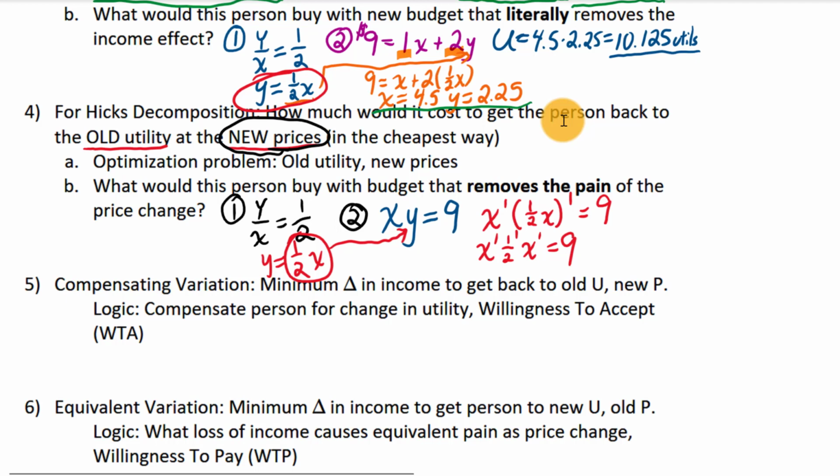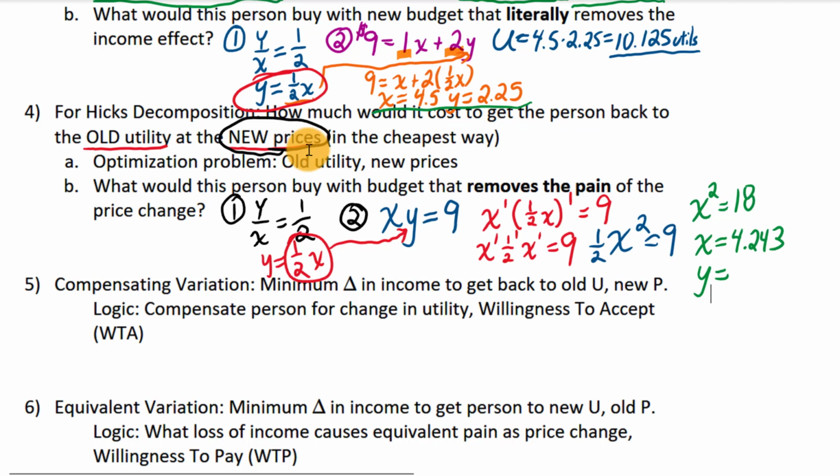Here we're going to have x squared, but 1/2 to the first power. So 1/2 x squared equals 9, which gives us x squared equals 18. So x is the square root of 18, which gives us about 4.243 or so. And then y is going to be 1/2 that amount. And so we get something like 2.121.